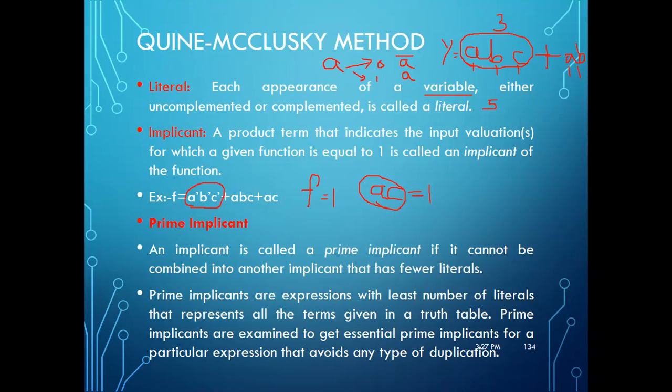Next you have prime implicant. An implicant is called a prime implicant if it cannot be combined with other implicants that have fewer literals. So prime implicants are expressions with the least number of literals that represent all the terms given in the truth table. Prime implicants are examined to get essential prime implicants for the particular expression that avoids any type of duplication. So in the problems you are going to solve in the Quine-McCluskey method, you will determine the prime implicants at last. So you have to combine the groups there.